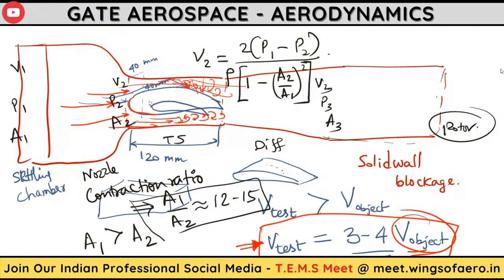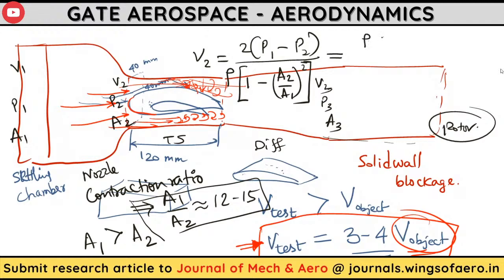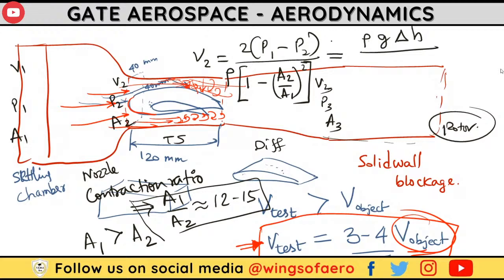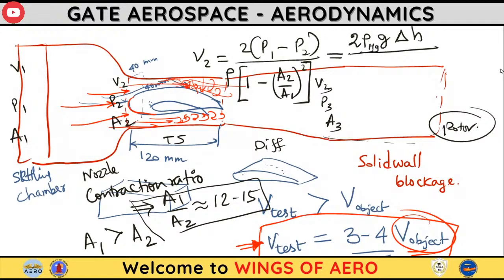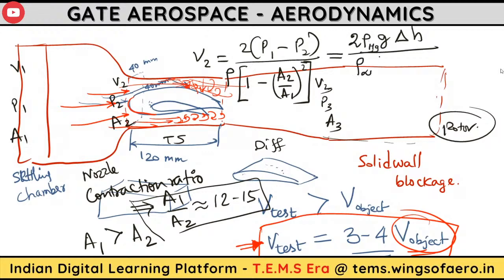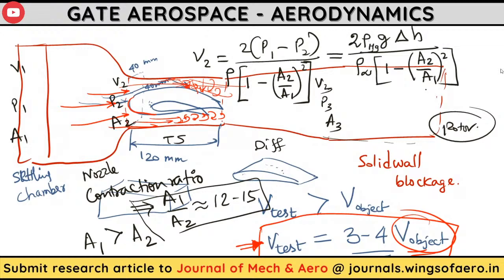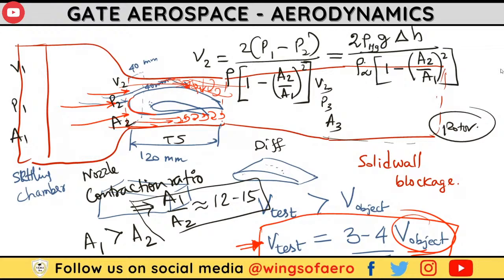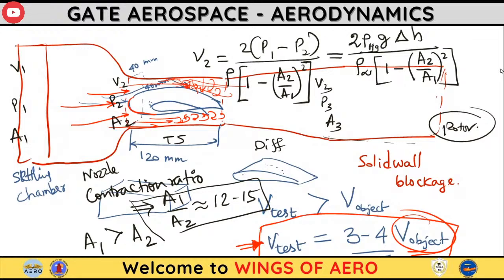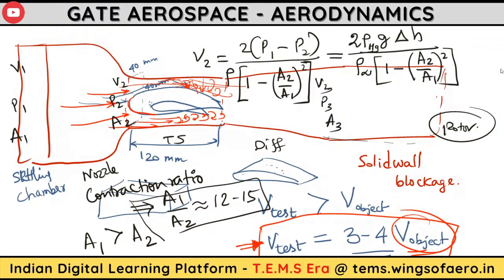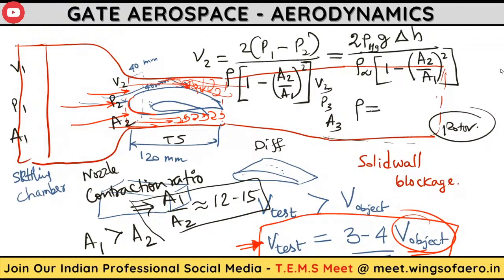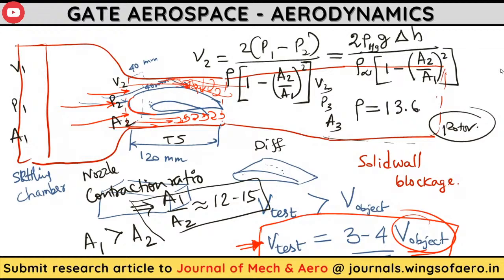Now this formula can also be written as rho G del H by twice of, okay, this is the rho of mercury, and this is the rho of air of the free stream velocity, 1 minus A2 by A1 whole square. All right, this is the formula. Sometimes you may get confused, so please ensure this is the density of the mercury. I hope you know the density of mercury: 13,600, that is, 13.6 into 10 power 3 kg per meter cube.